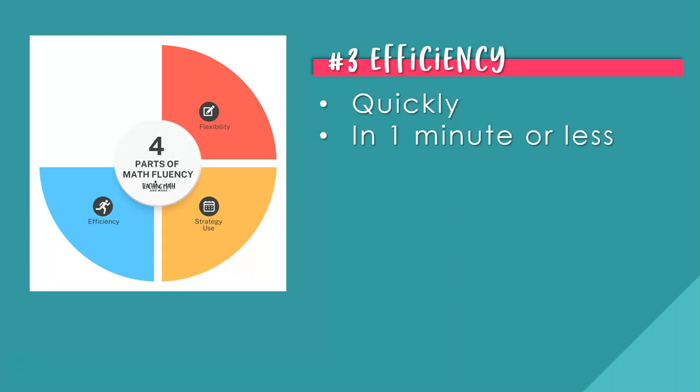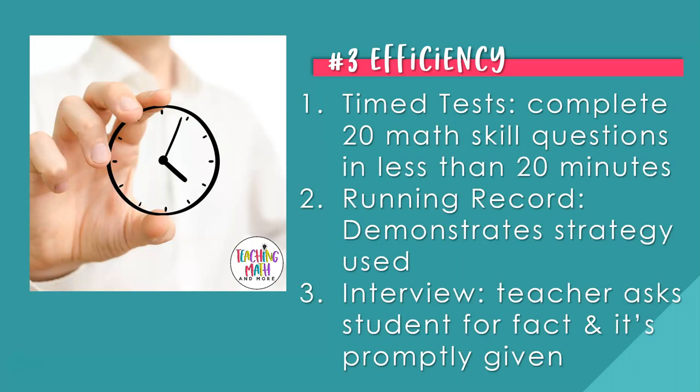Let's look at different ways to assess for fluency. There are 3 ways to assess for fluency. Number 1 is a timed test, which can be done in 20 minutes or less. Students demonstrate on paper 20 fluency questions they know quickly within the 20-minute timer.